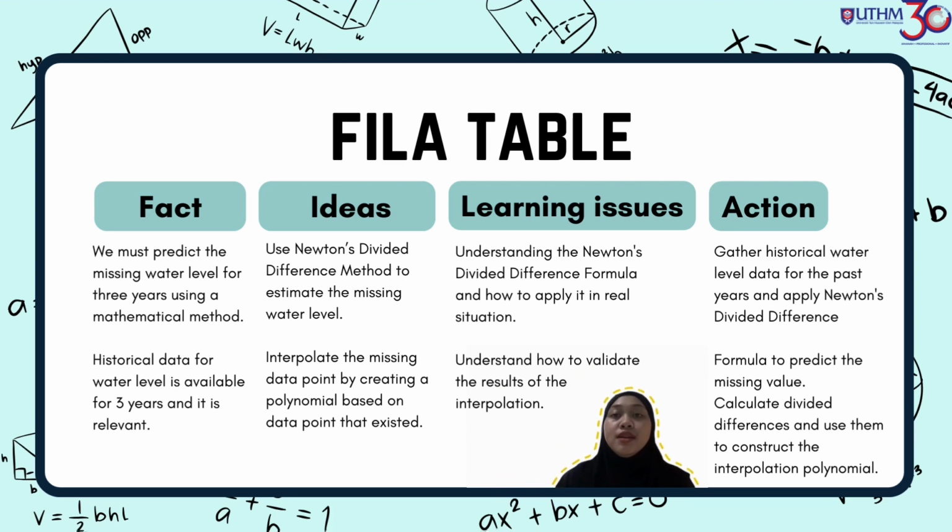So, for the ideas, we use Newton's divided difference method to estimate the missing water level. This method is done by interpolating the missing data points by creating a polynomial based on the data points that exist. From this mathematical method, we can learn how to apply Newton's divided difference method in real situations and have a better understanding. Other than that, we can understand how to validate the result of the interpolation.